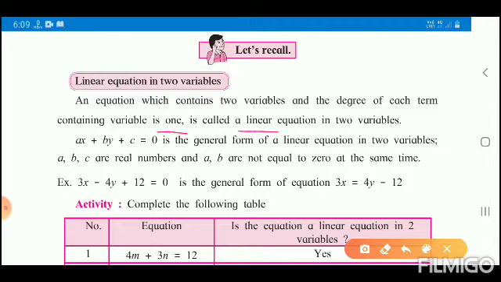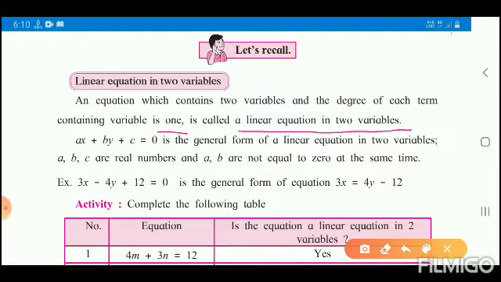An equation. You know what is meant by equation. So equation will contain the terms with plus minus signs. Now here an equation which contains two variables means in linear equation there should be two variables and the degree of each term containing variable, whatever variable will be there in your equation, the degree of that variable should be 1. Then equation is called a linear equation in two variables.